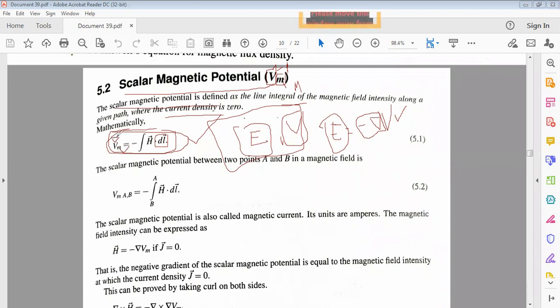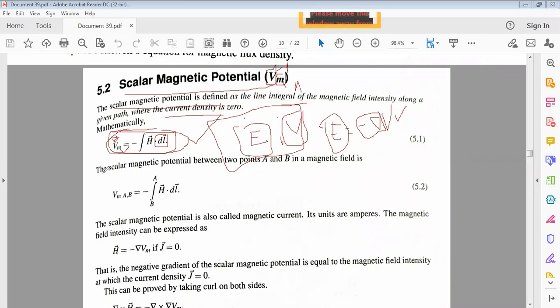This is not a vector magnetic potential. Suppose this is a vector, it would have some representation here as an arrow mark. So this is the scalar magnetic potential, Vm equals minus the integral of the magnetic field intensity or field strength along a differential line dl. That is the scalar magnetic potential definition.